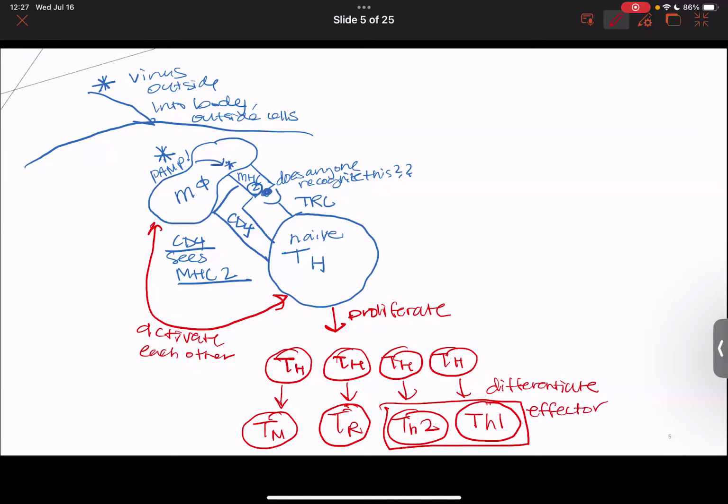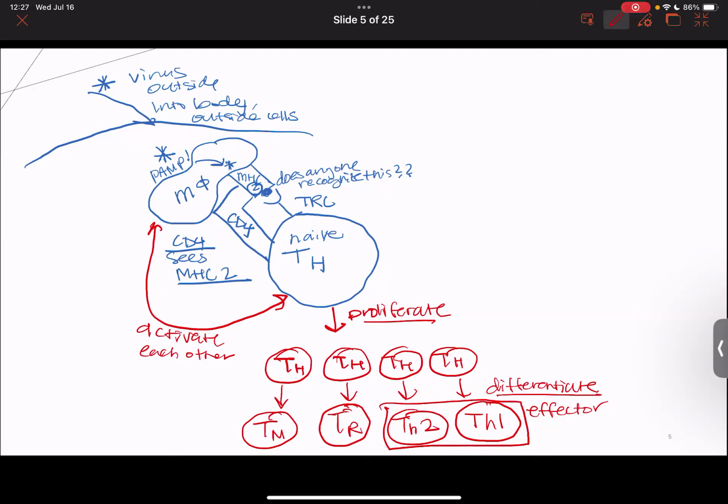The regulator cell is just going to make sure things don't get out of hand. And the memory cell is just there to have memory. So if we ever see this again, we don't have to go through this whole proliferation and differentiation thing ever again. Because this part, proliferating and differentiating, this takes some time, man. This is where that week-long waiting is happening. Because it takes a long time for your body to make enough cells to have a proper response.